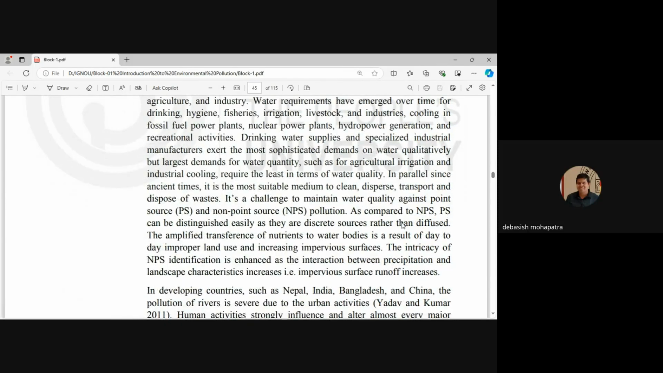Then drinking water supplies and specialized industries may make the most severe demand on water quality, but large demand for water quantity, such as for agriculture, irrigation. Irrigating crops requires less in terms of water quality. In parallel, since ancient times, water is the most important, most stable medium to clear, disperse, transport.